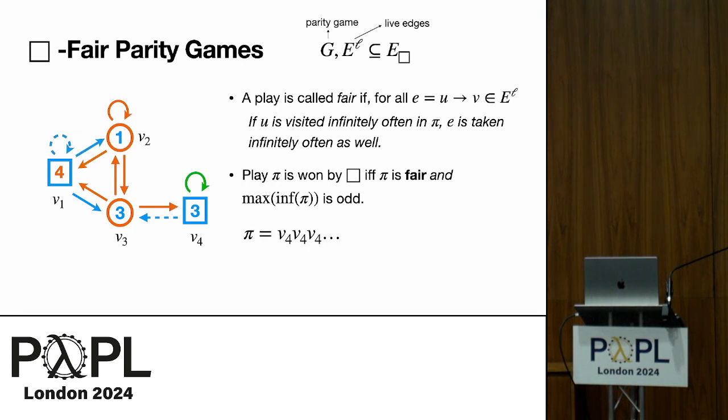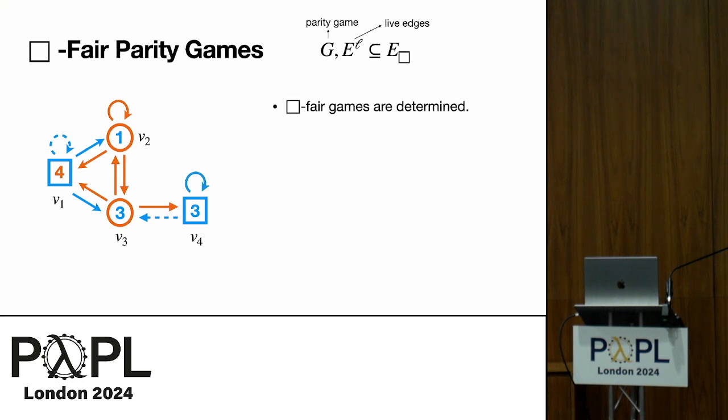And let's look at another play that only takes the self loop in V4. Now this is not a fair play anymore, because the source node of a live edge is visited infinitely often, but the live edge itself is not taken. Then it's again won by the circle player. So square fair games are also determined, that is, each node has exactly one winner, and in fact, since even is stronger here, all the region is won by even.